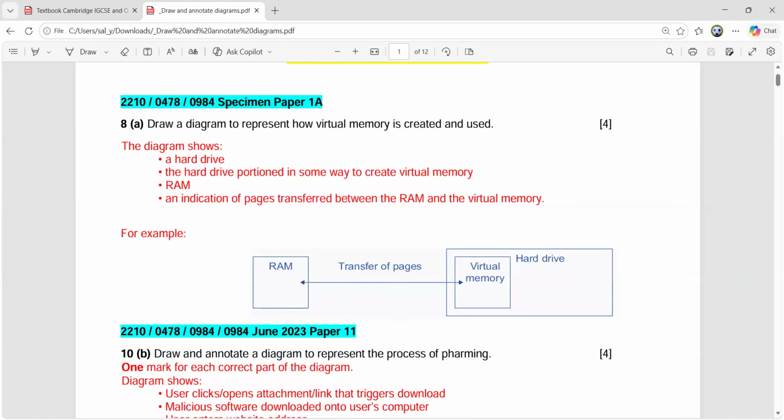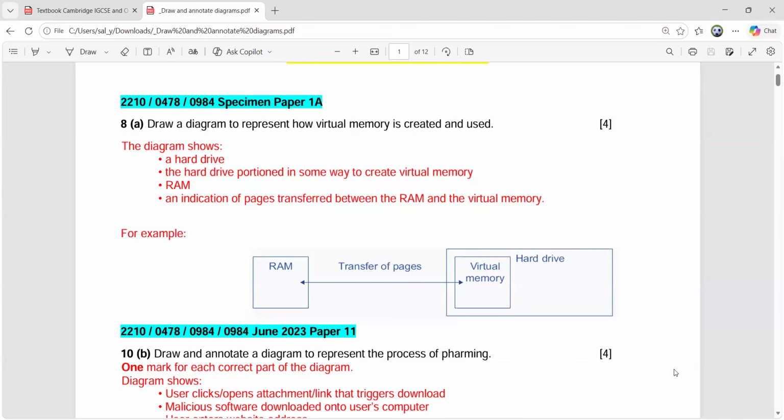So it's a 4-mark question. First thing is the diagram shows a hard drive. The hard drive is partitioned in some way to create the virtual memory. Then you have drawn the RAM also, and then you have indicated that the movement of pages or the movement of data is taking place between RAM and the hard drive. And this is what is going to give you 4 out of 4.